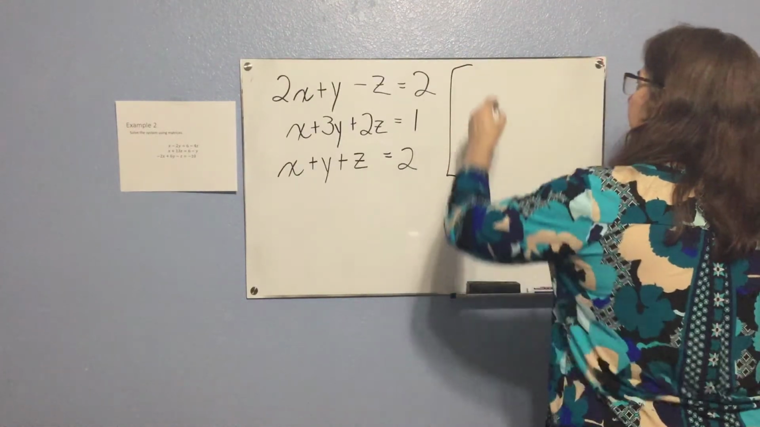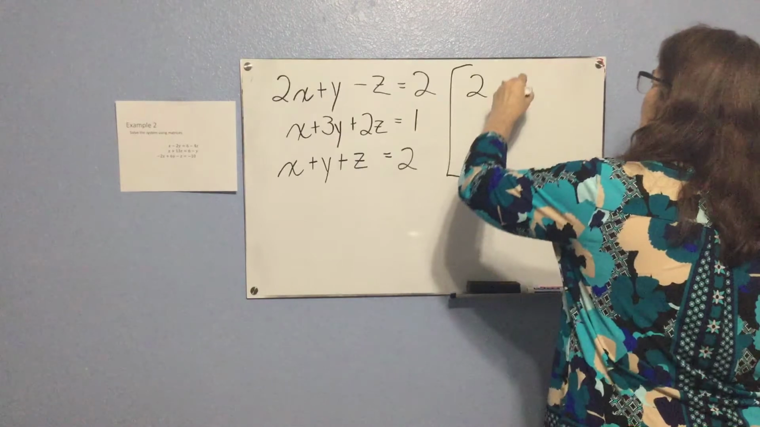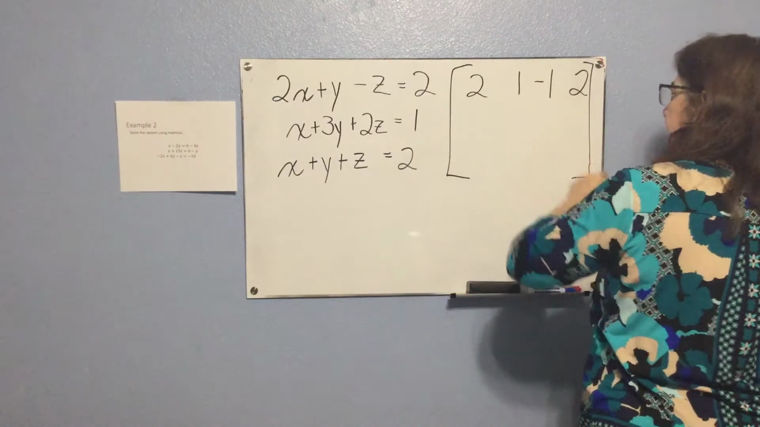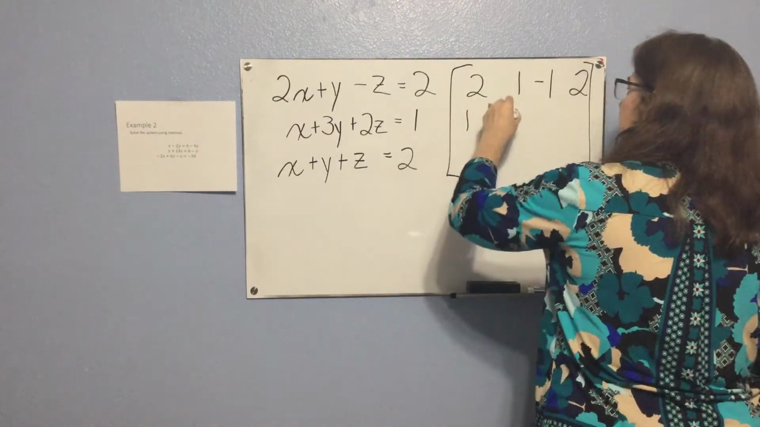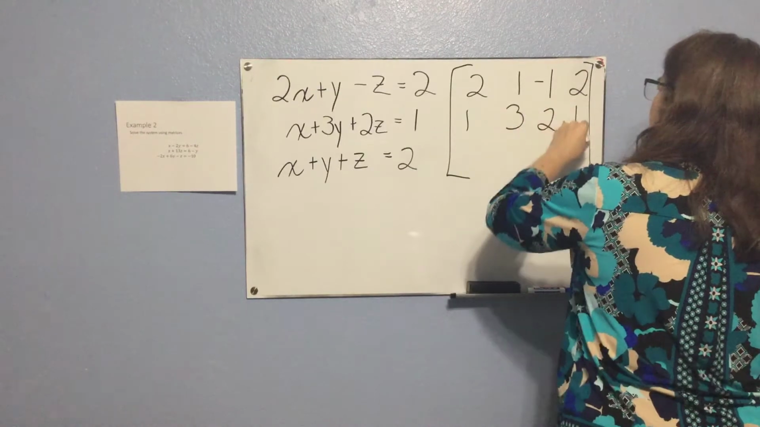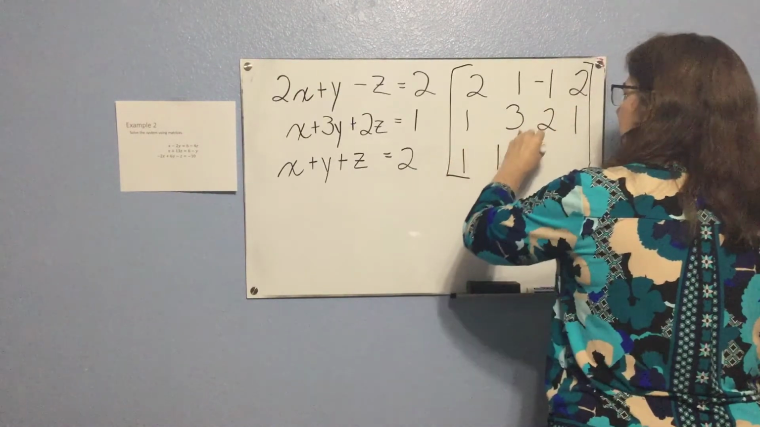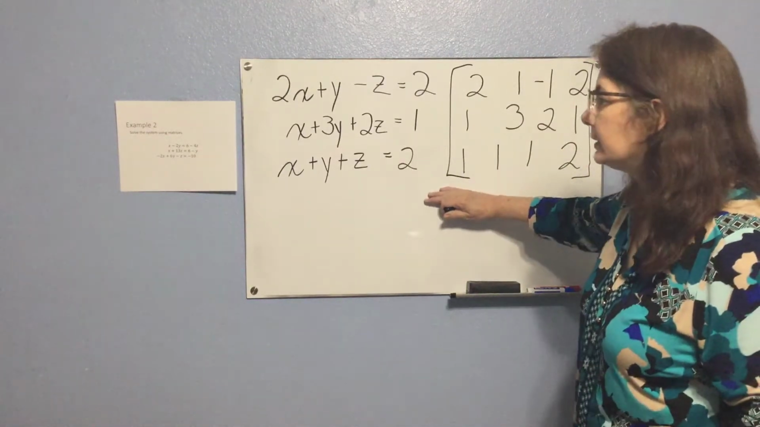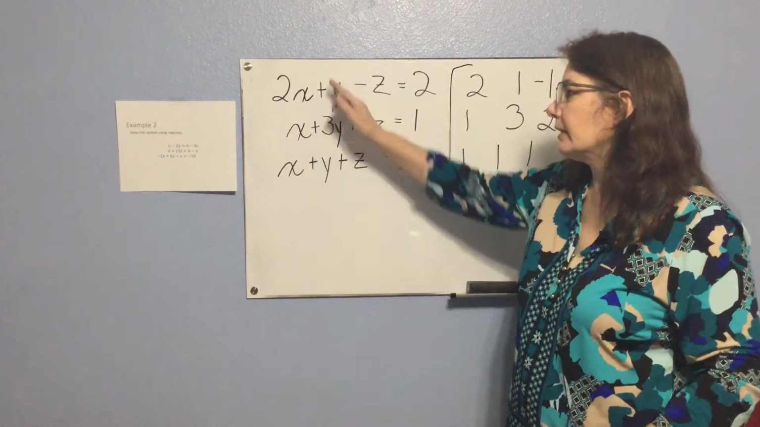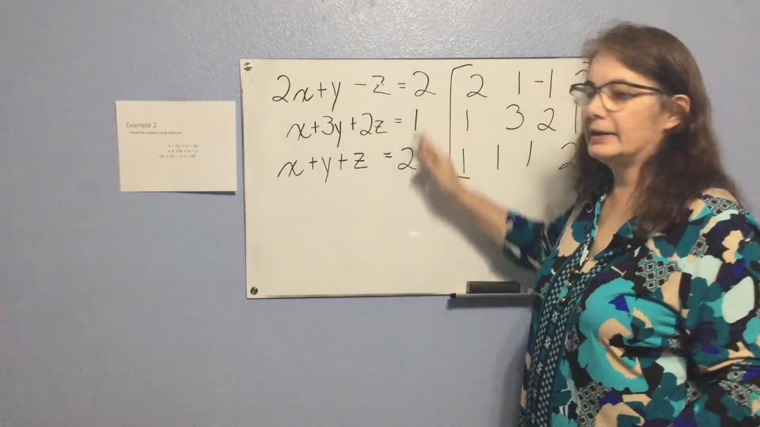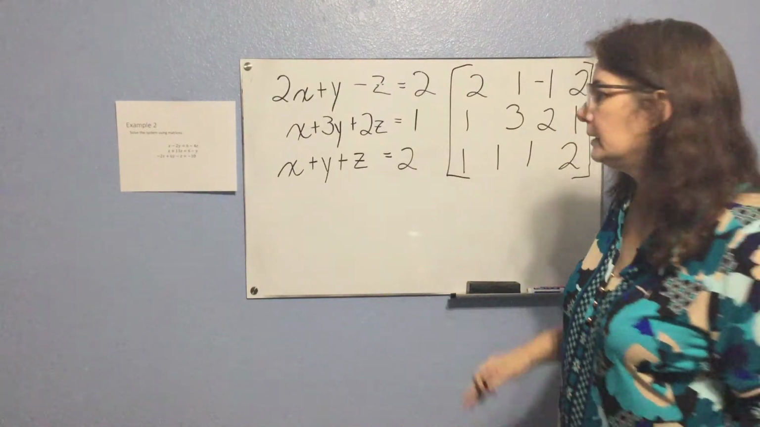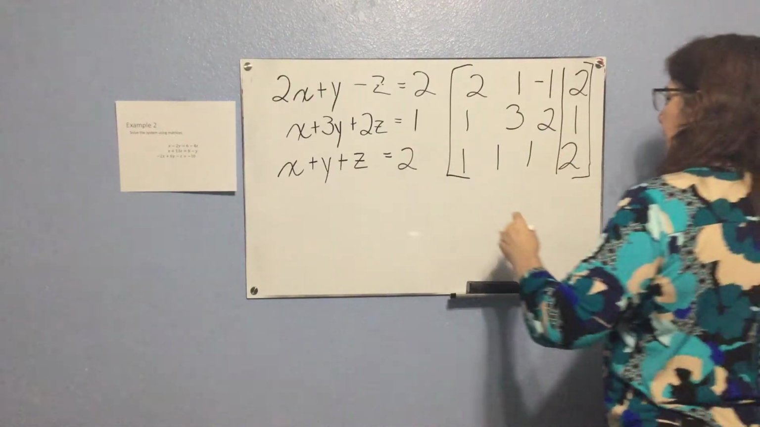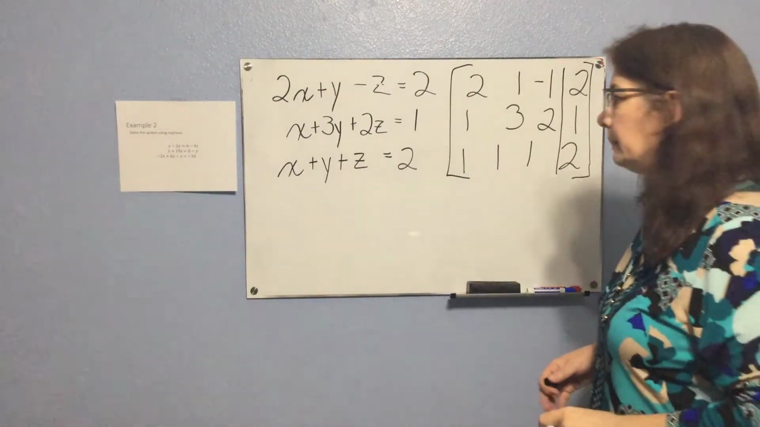We start with a square bracket, 2, 1, negative 1, and 2, and end with a square bracket, 1, 3, 2, 1, 1, 1, 1, and 2. Now it is important when we're making a matrix that we have all the x's first, and then all the y's, and then all the z's, and the constants on the other side. To show that these are the constants, we put a line here and call this an augmented matrix.